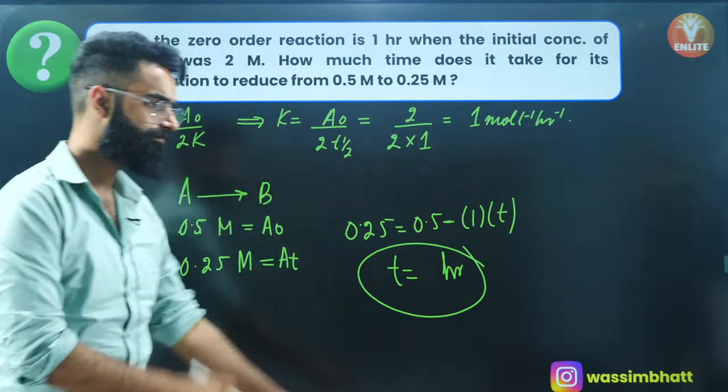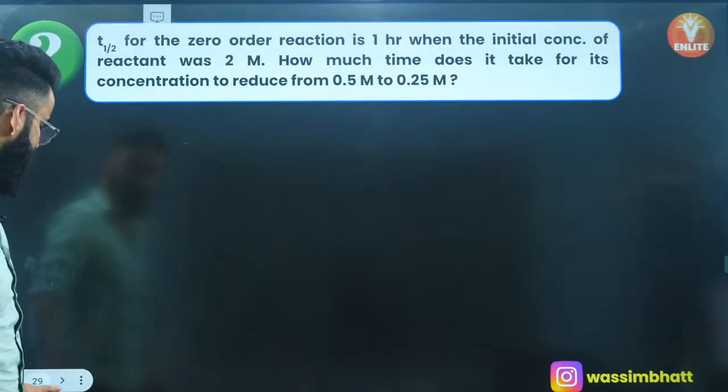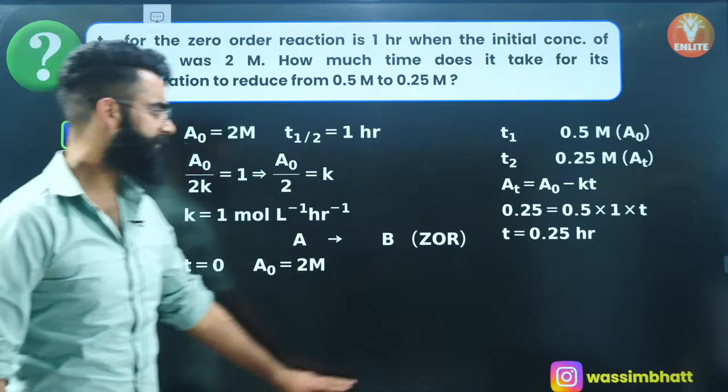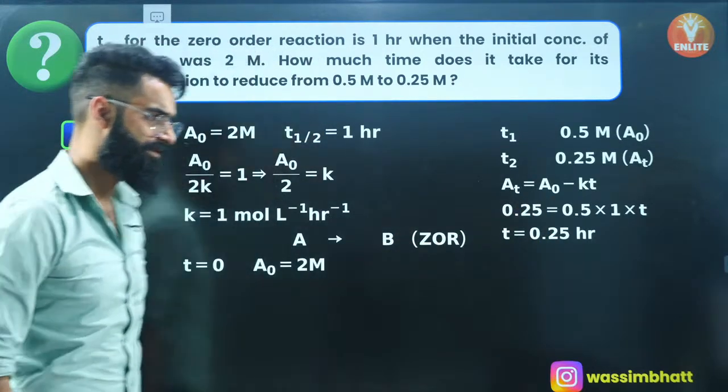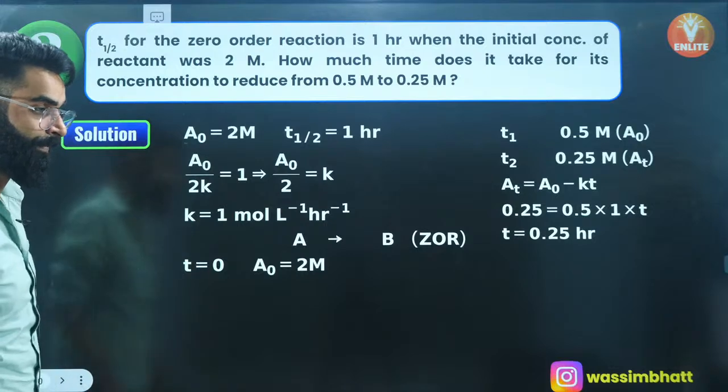That's all. Perfect. Perfect, my dear people. Simple. And the final answer of the equation is coming out to be 0.25 hours. This is one of the simplest ways by means of which you can solve this sort of equation. Yeah?